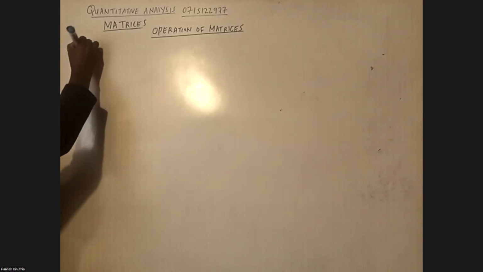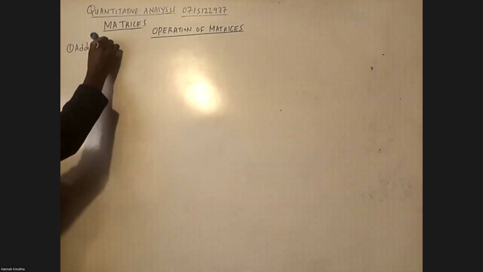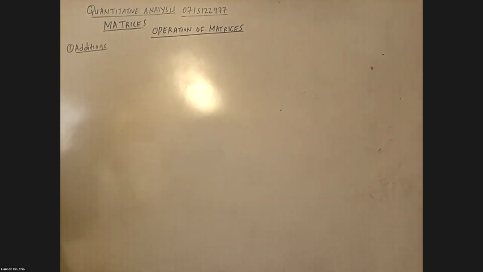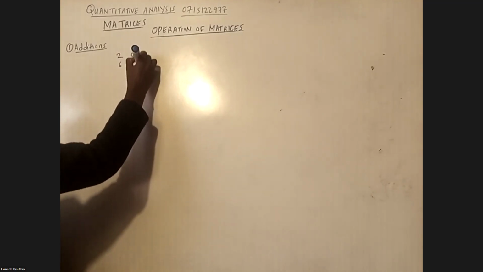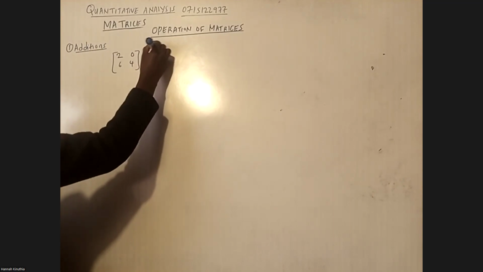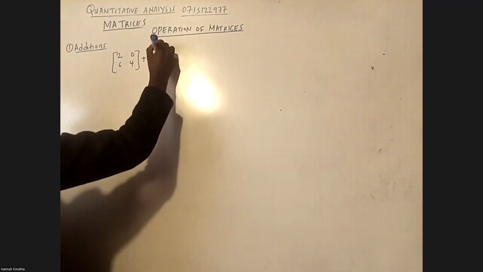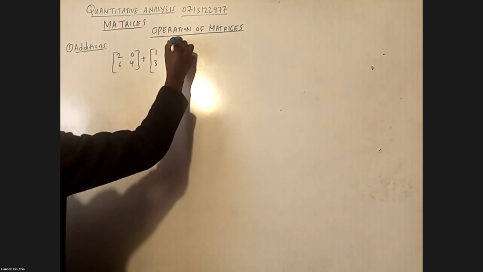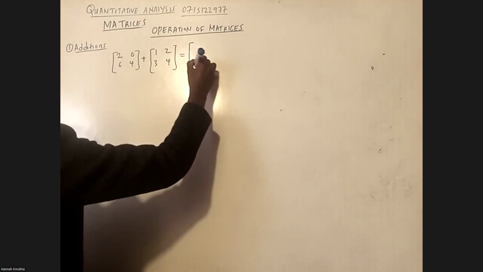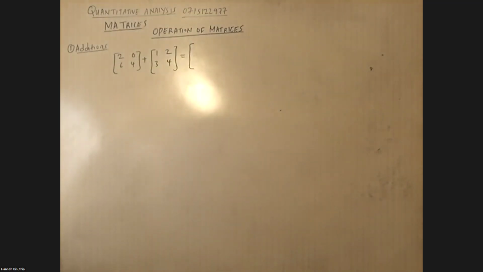Number one, addition, and we'll give you just an example. Remember, we are just giving examples. They are just addition examples. For example, we have this item: 2, 0, 6, 4 plus 1, 2, 3, 4. So what will be the answer? How do we add it?